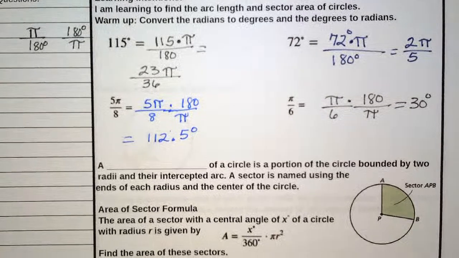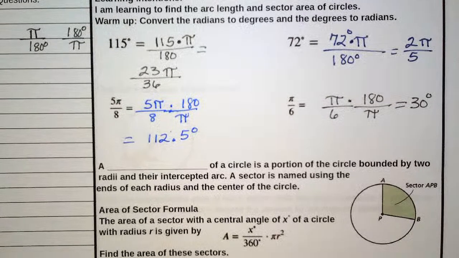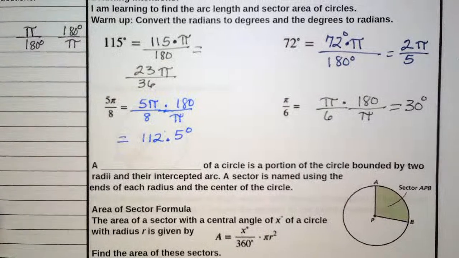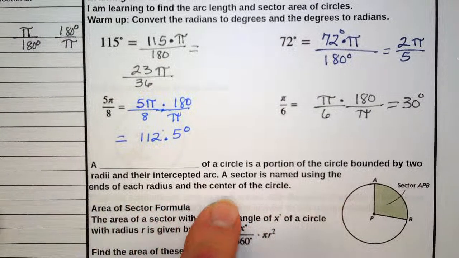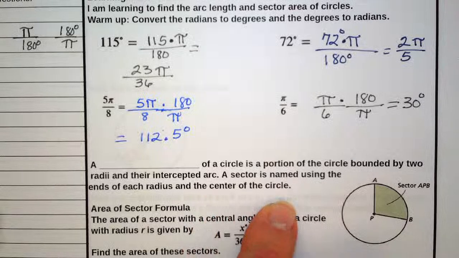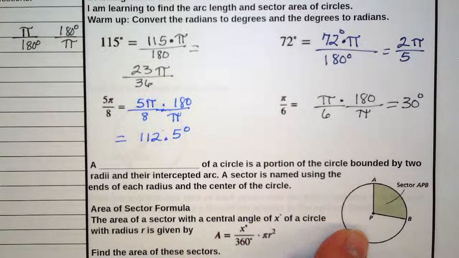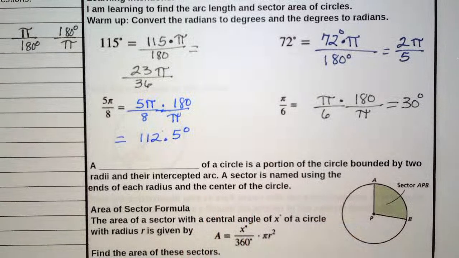Okay, now what are we talking about today? We're talking about sectors. What is a sector? A sector of a circle is a portion of the circle that is bounded by two radii and their intercepted arc. A sector is named using the ends of the radius and the center of the circle. So if you're looking at this, this is sector APB.